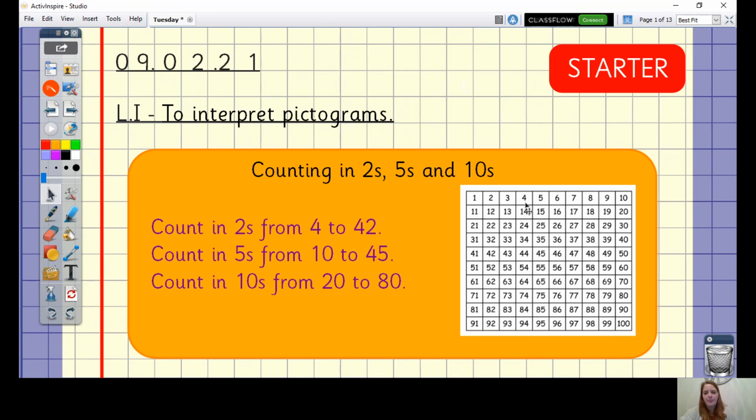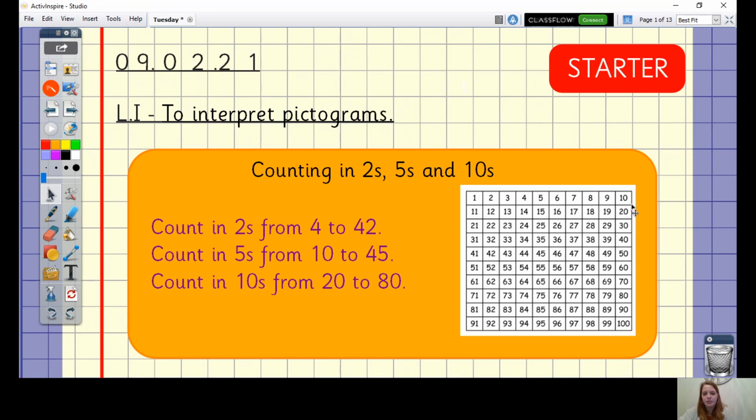1, 2, 3. 4, 6, 8, 10, 12, 14, 16, 18, 20, 22, 24, 26, 28, 30, 32, 34, 36, 38, 40, 42. Okay, now we'll count in 5s from 10 to 45.